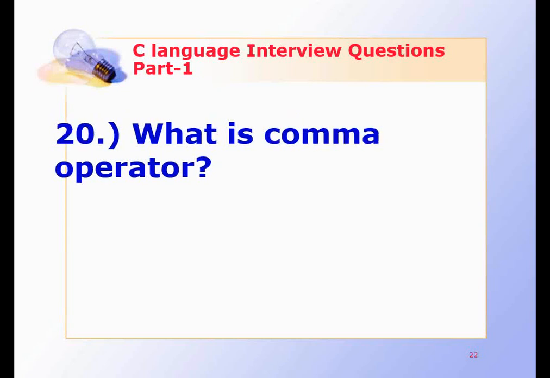What is the comma operator? The comma operator can be used to link related expressions together. A comma linked list of expressions is evaluated left to right, and the value of the rightmost expression is the value of the combined expression.